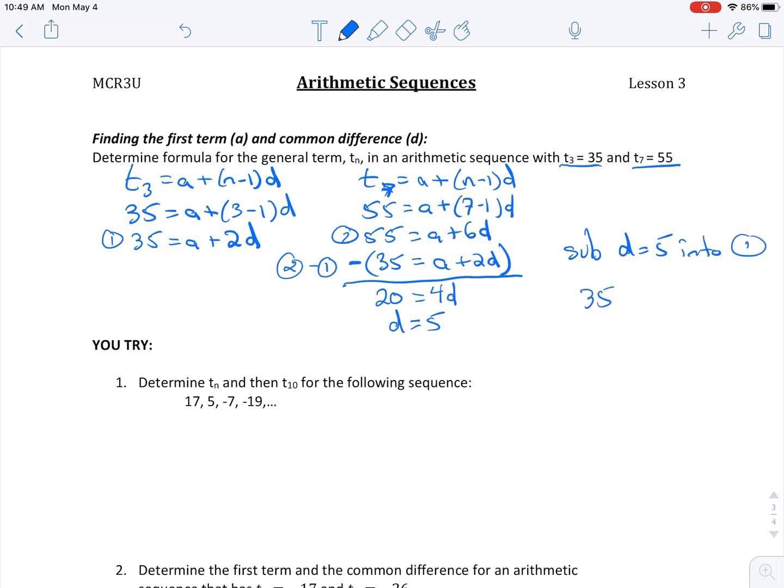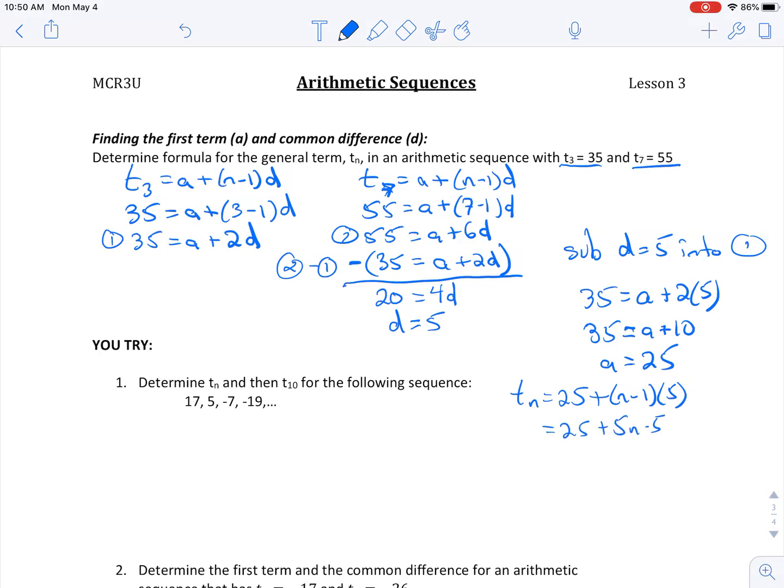So you can sub this into either equation. I'm going to sub it into 1 because they're smaller numbers. And we work this out. So a equals 25. So my first term's value is 25. So the only thing we have to do is just write this in as a general formula. And I can simplify it. Like that. So there's my general term. Okay, why don't you try the you try part out?